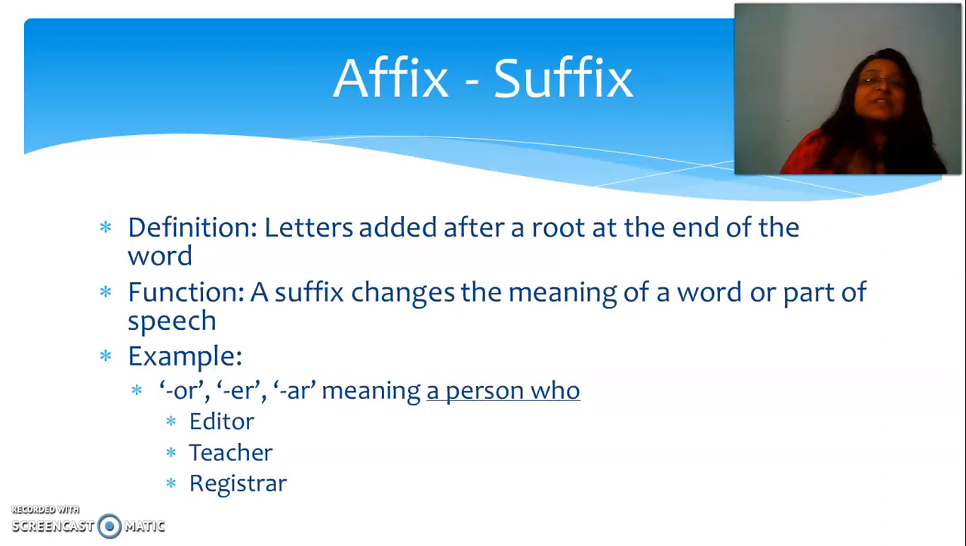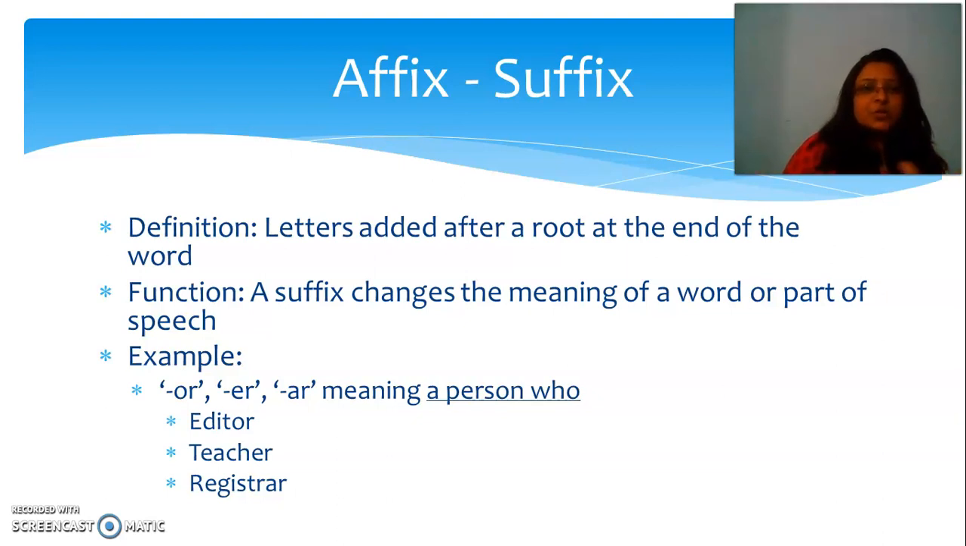Next type of affix is called a suffix. Like prefixes are the letters added at the beginning of a word, suffixes essentially are a group of letters added at the end of a word to either change the meaning of a word or to change the part of speech of a word.